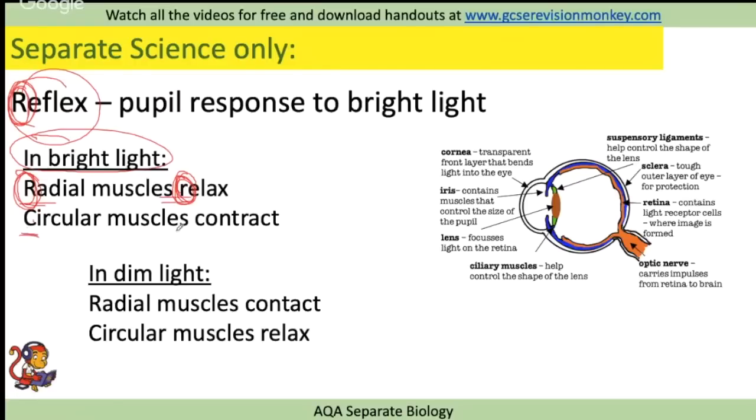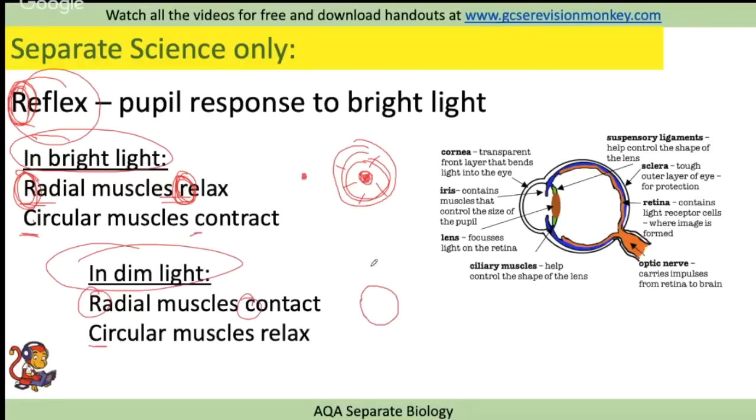The circular muscles contract. Now these aren't shown on here. These are what you see if you look at the eye head on like that. So you've got your radial muscles and your circular muscles. They contract and it controls the size of the pupil. So in bright light, you want that pupil to go really small so that not much light gets in your eye. In dim light, the opposite happens. Radial muscles contract, and the circular muscles relax, and that opens up and dilates your pupil, so as much light as possible can go in, and you can see in dim light.